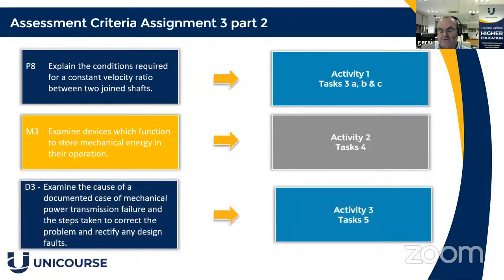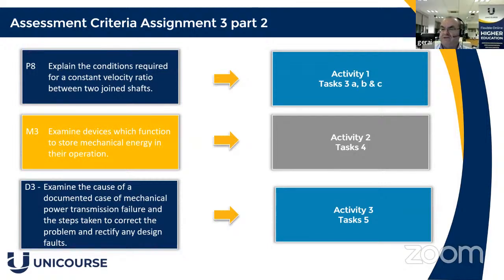And the last one, which is the D3, and we're going to examine the cause of a documented case of mechanical power transmission failure, and the steps taken to correct that problem, and whether there was any sort of rectification issues or changes to the design as a result of the analysis.